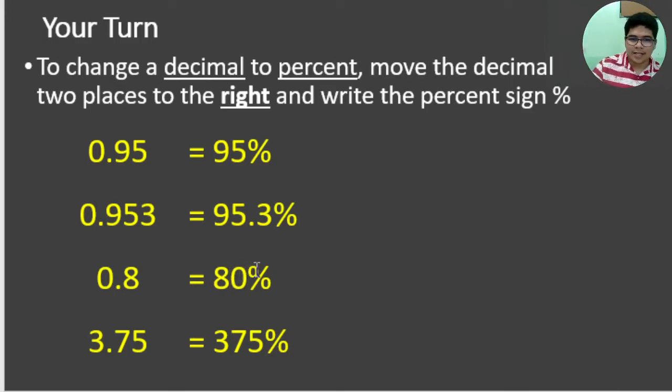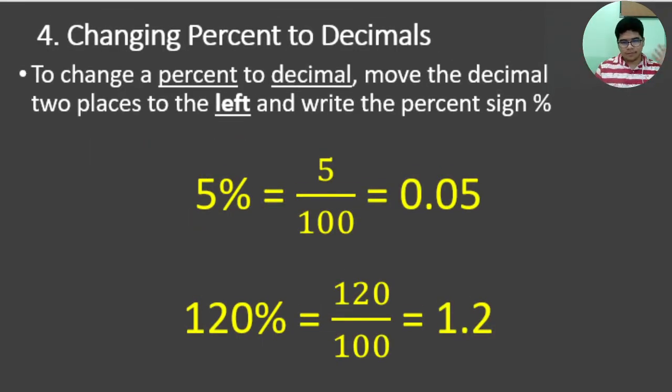Okay? Mag-a-annex tayo ng 0 doon para maka-move yung ating decimal point. And then 3.75 is equal to 375%. Yeah, that's very clear. Okay? Sige. Now let's do the other.